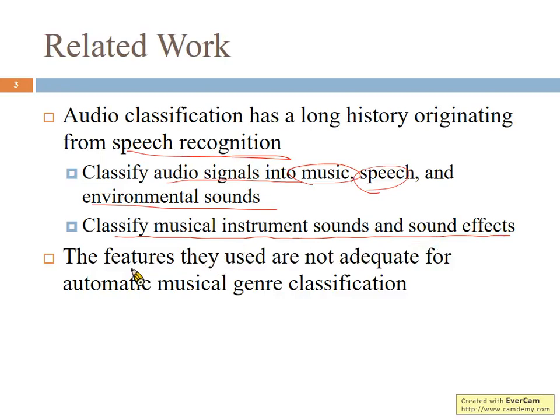But the features they use are not adequate for automatic music genre classification, because right now we know that most audio features originate from audio signal processing or speech recognition, like zero crossing rate, like spectral flux, and so on. But in this paper, they emphasize there should be some music-specific audio features. And this is why this paper is so famous, because they propose new types of audio feature specific to music information analysis.